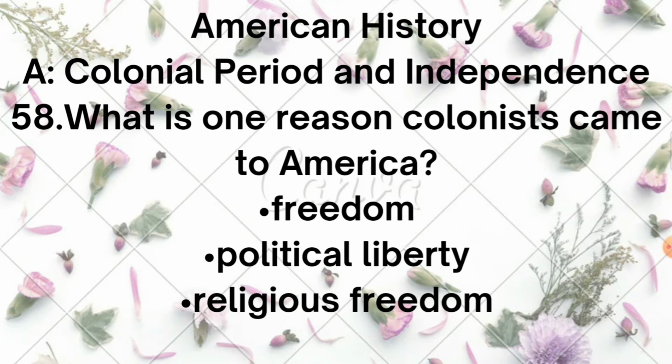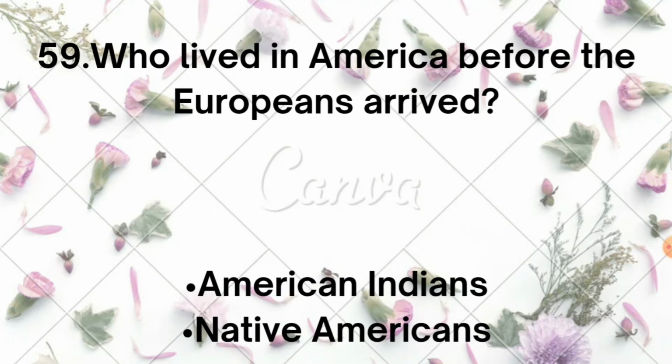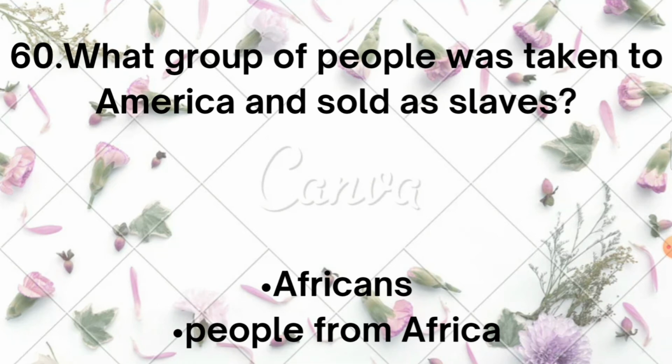What is one reason colonists came to America? Freedom. Political liberty. Religious freedom. Economic opportunity. Practice their religion. Escape persecution. Who lived in America before the Europeans arrived? American Indians. Native Americans. What group of people was taken to America and sold as slaves? Africans. People from Africa.